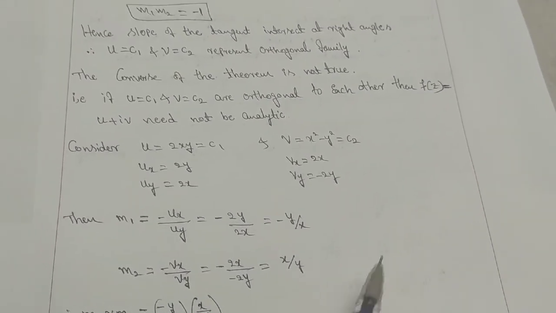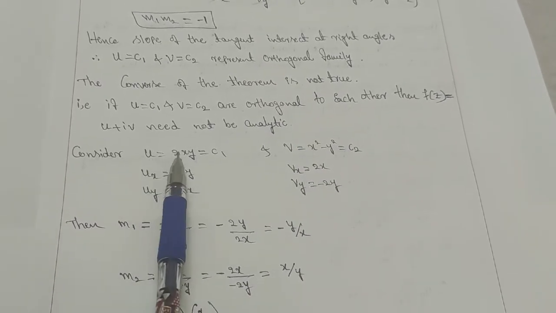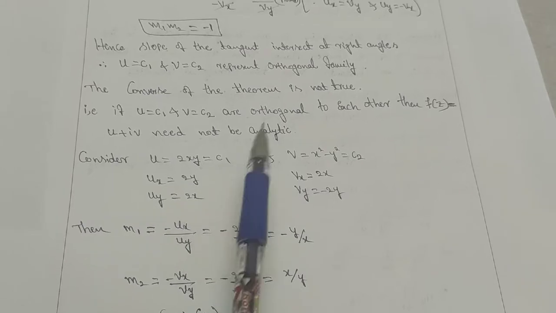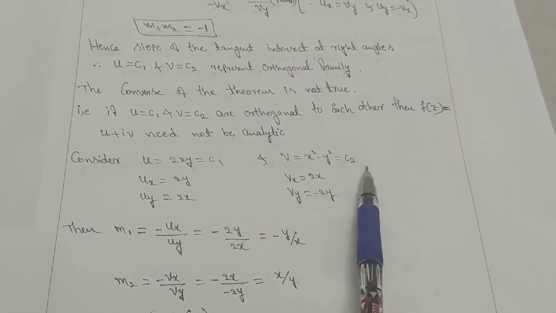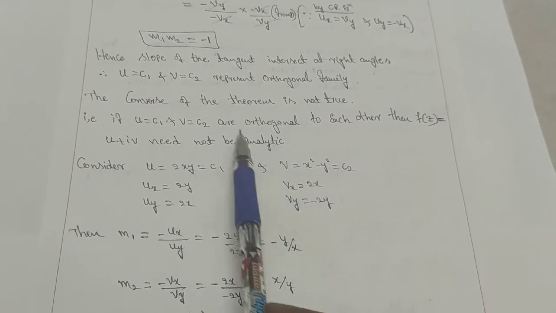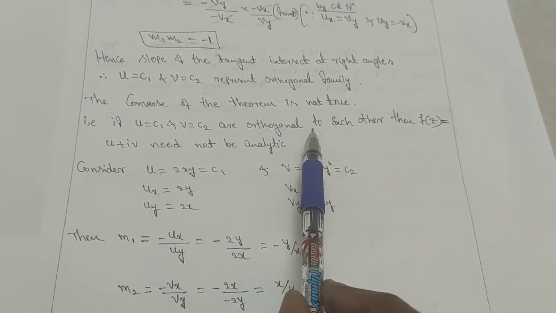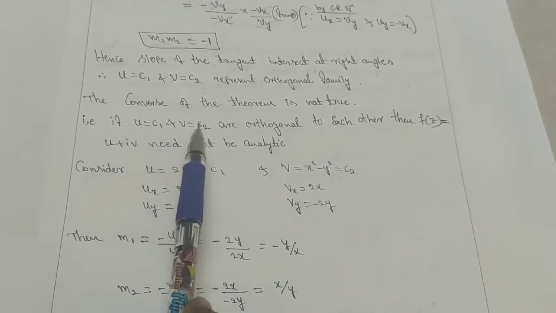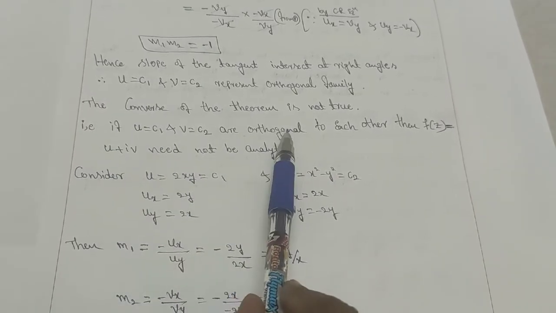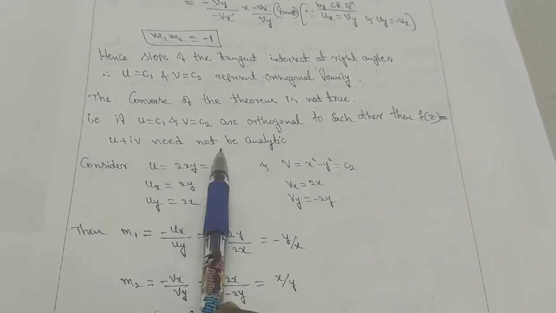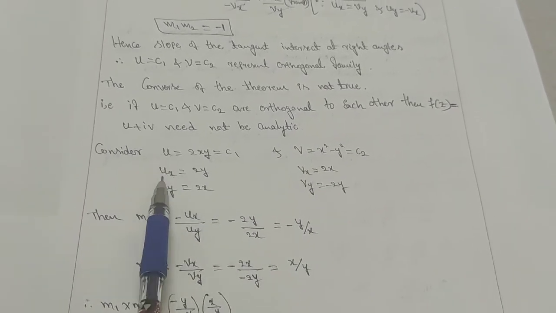To prove the converse part, we have to consider an example. U is equal to 2xy, that is equal to c1, and v is equal to x squared minus y squared, that is equal to c2. See what we have to show here in the converse part. We have to show u and v are orthogonal, but the function is not analytic. First we have to check the two curves are orthogonal, then we have to prove it is not analytic.